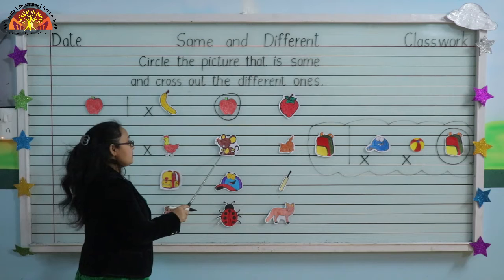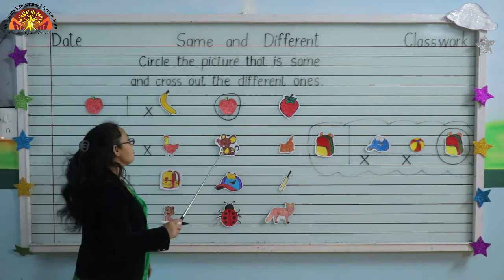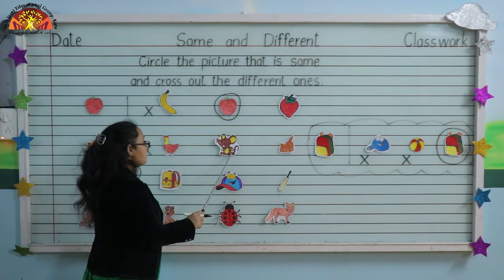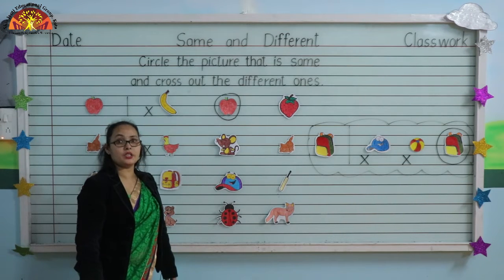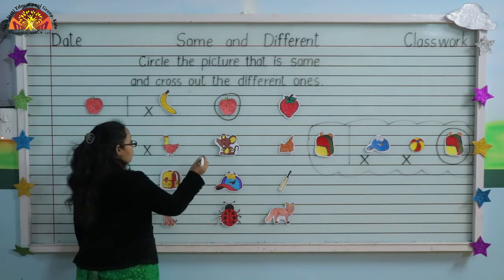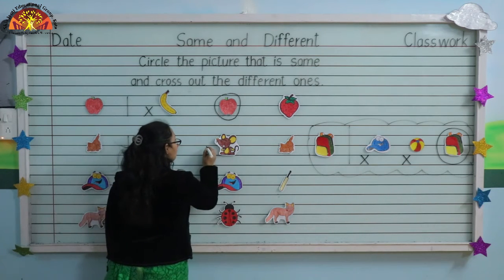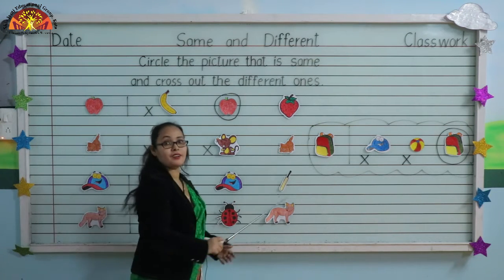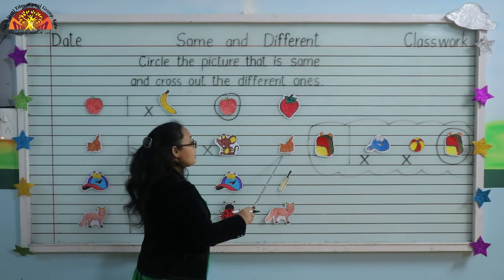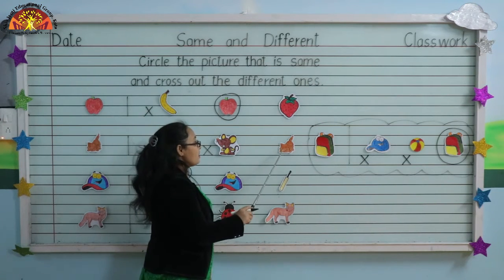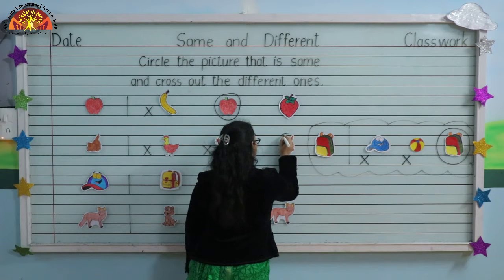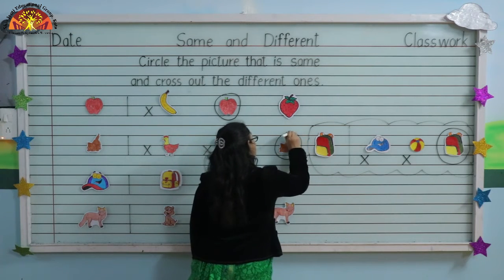Kids, is this a same picture? No, this is a rat and it is different in color and size. So kids, cross the picture which is different. So put the cross like this. Kids, is this a same picture? Yes, this is same. It is a cat. So kids, circle the picture that is same like this.